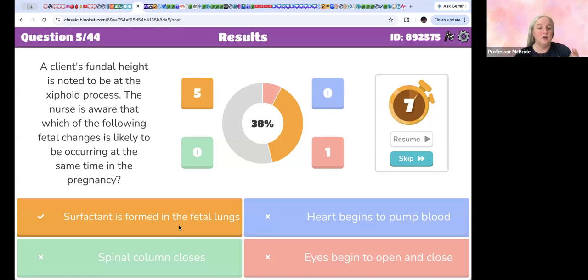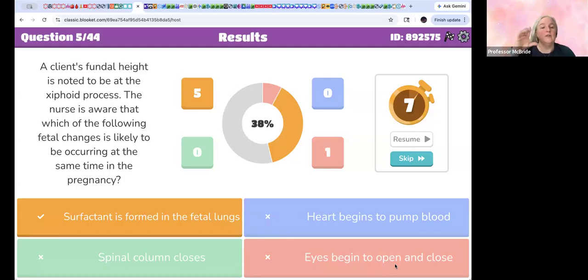Okay. This patient, her fundal height's at the xiphoid process. She's probably towards the end of her pregnancy, so surfactant should be being formed also. Spinal column closes. This is an early one. Okay, and we talked about this one in relation to neural tube defects, right? The spinal column closes at like 9 weeks. So definitely not when we're at the xiphoid process. Heart begins pumping blood. That also happens very early in pregnancy, around 6 weeks gestation. So that's way before this. And eyes begin to open and close also happens very early.